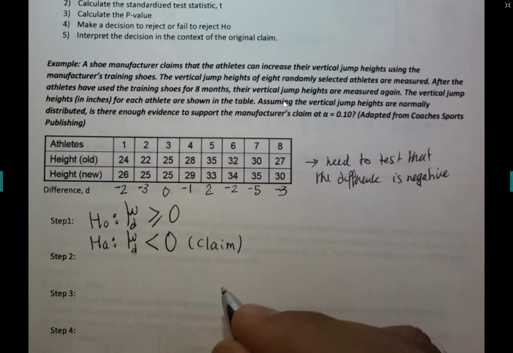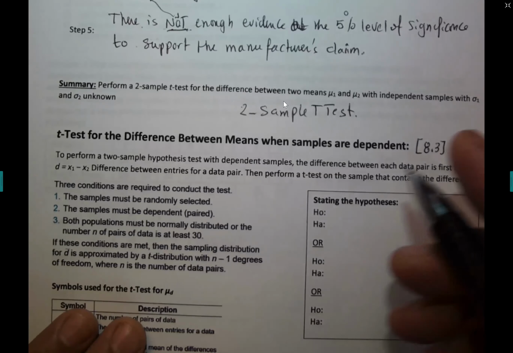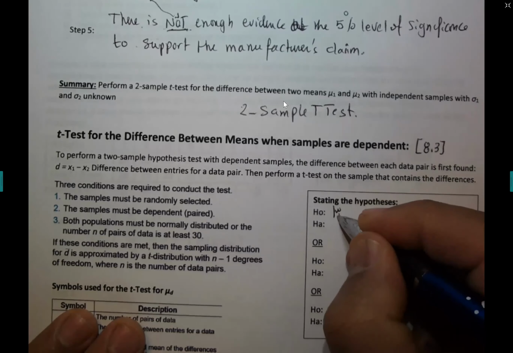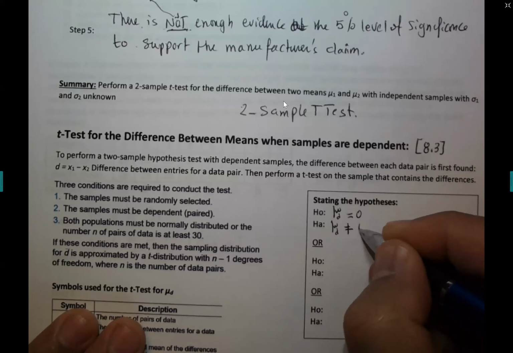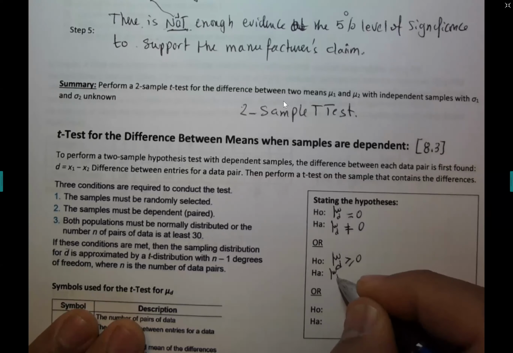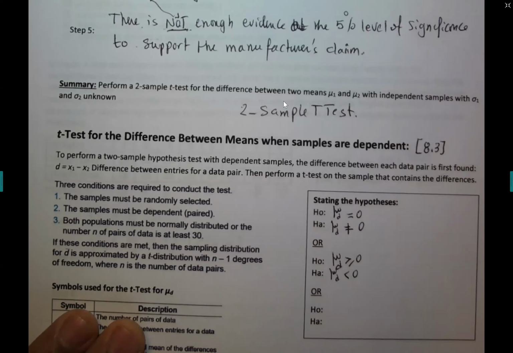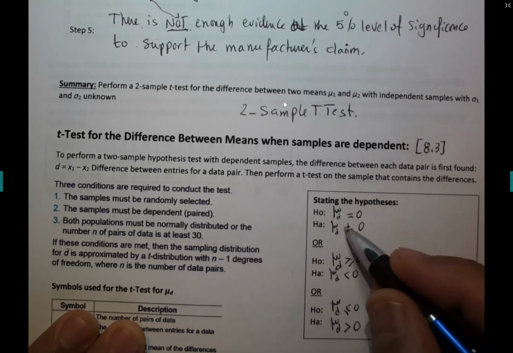So if I go back to my sheet right here, and I want to fill in the blanks, when you do paired samples, dependent samples, you have 3 scenarios. Mu of D equal to 0, not equal to 0, that's the first one. The second one, mu of D greater than or equal to 0, mean of the difference less than 0, that's the second one. And then the third one, mu of D less than or equal to 0, mu of D greater than 0. We decided that we were going to use this one for our exercise. So you test the difference.